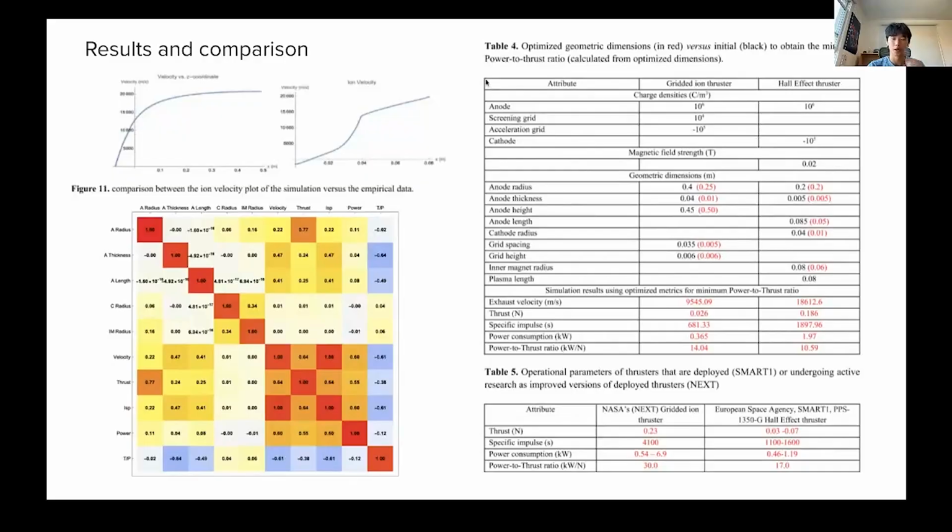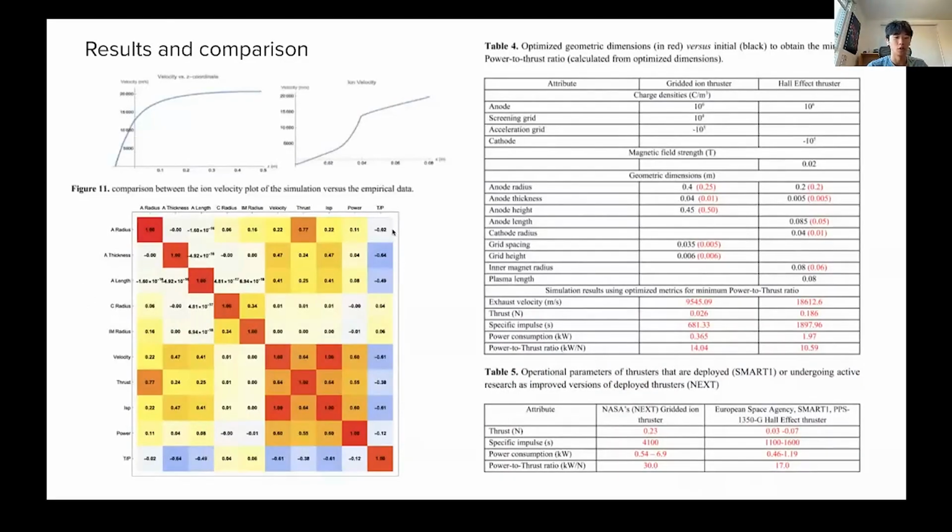I used grid search to pass over thousands of parameters, and through that I was able to calculate the thrust and the power consumption of each combination of parameters, and I was able to create a correlation matrix between thrust and anode radius, and thrust and power consumption. And as you can see, I think this one is for the Hall effect thruster because there's no grids.